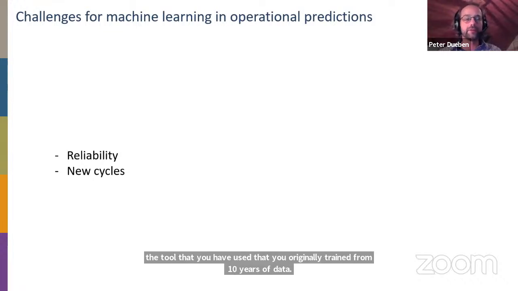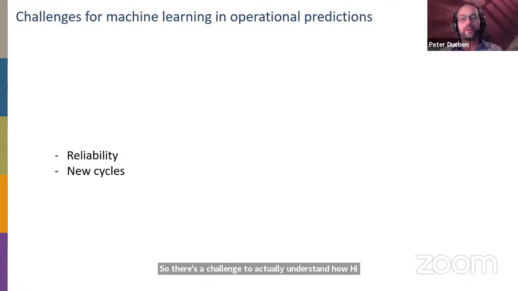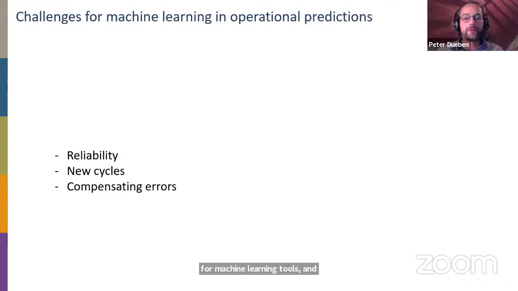So there's a challenge to actually understand how you can, for example, use transfer learning and these kind of tools to make sure that your upgraded cycle is always producing the same quality of results for machine learning tools. And then the third thing is that we also have a lot of compensating errors in our models. It's not only us, it's basically whenever you look into weather and climate models, you will see compensating errors.